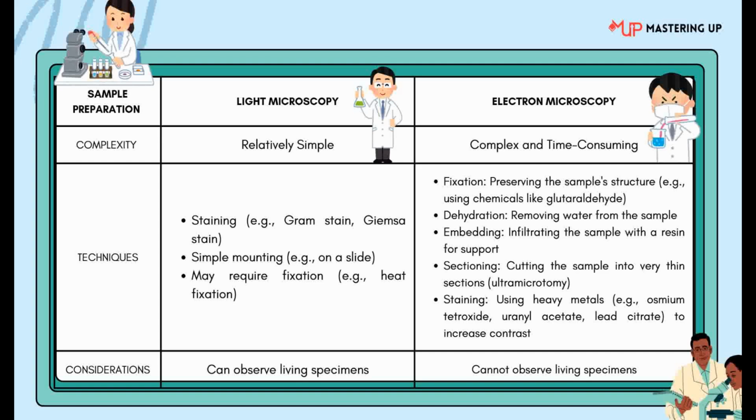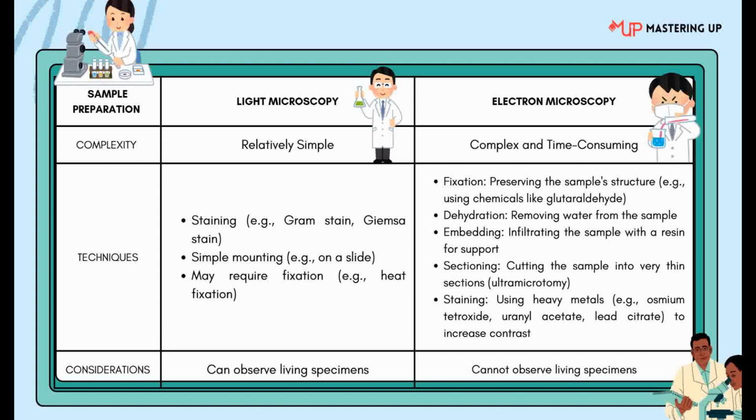The next step, dehydration, involves removing the water from the sample. Embedding. Embedding involves infiltrating the sample with a resin for support. Then comes the sectioning, cutting the sample into very thin sections, ultramicrotomy. Then later comes the staining, usually with heavy metals, for example osmium tetroxide, uranyl acetate, and lead citrate. All these are used to increase contrast.